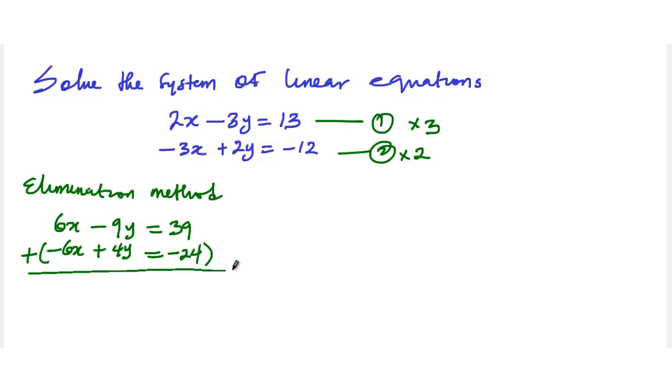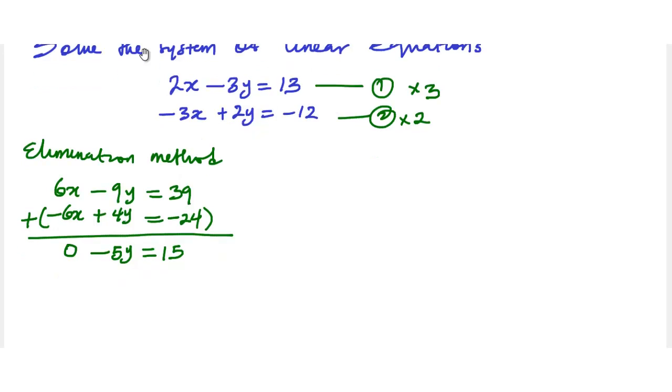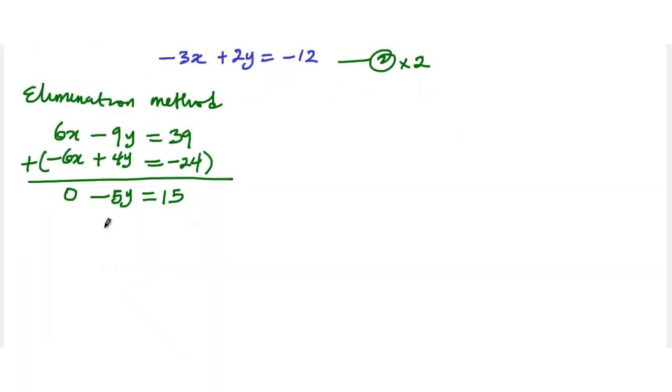Plus times minus is still minus. So 6x minus 6x is 0. Plus times plus is plus. Minus 9 plus 4 will give us minus 5y, will now be equal to plus times minus, which is still minus, then 39 minus 24, and that will give us 15. So at the end of it, we have minus 5y is equal to 15.